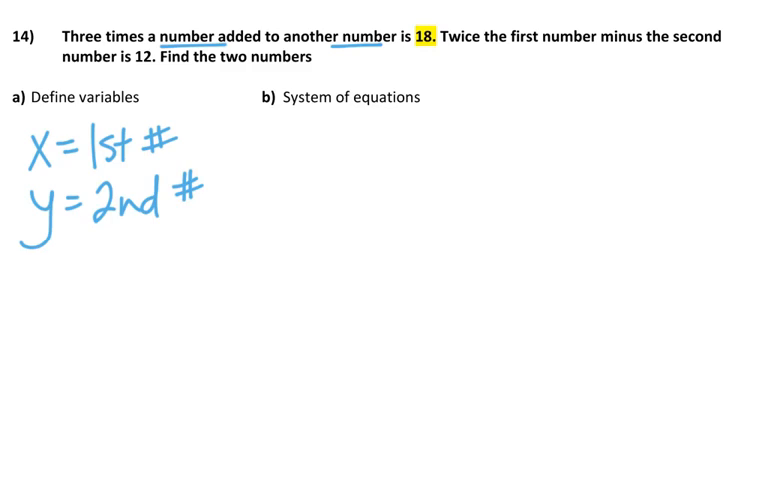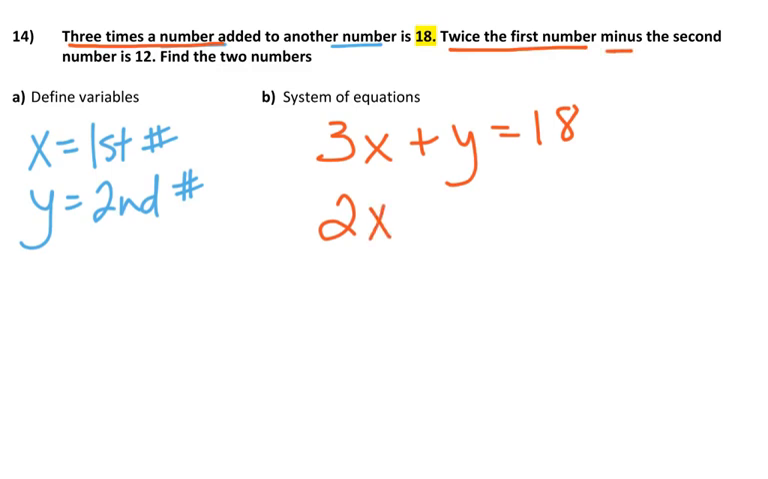Okay, and then look at what it says. It says 3 times a number added to another number is 18. So we just write that equation. The next thing it says is twice the first number minus the second number is 12. There's your system. So if you literally just translate those words into an equation, it's not really that hard to do these problems. The thing that people mess up the most is they can't define the variables, so just watch out for that.